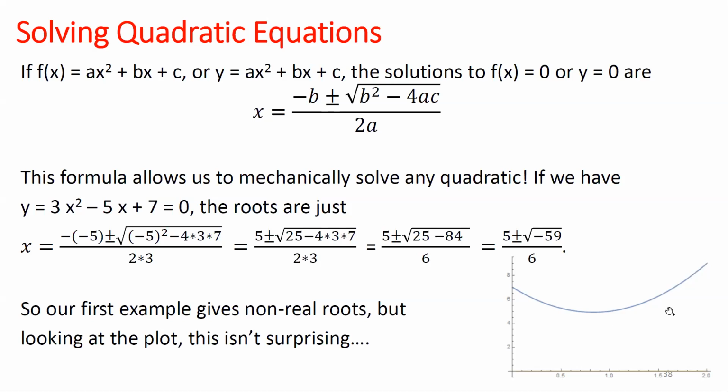This function is always above the x-axis. It's never going to have a root. It's never going to have a place where it intersects the x-axis. When you intersect the x-axis, we call that a 0 or a root. We're trying to find what inputs will give you f of x is 0, or equivalently y equals 0. So this does have two roots, but they're complex numbers.